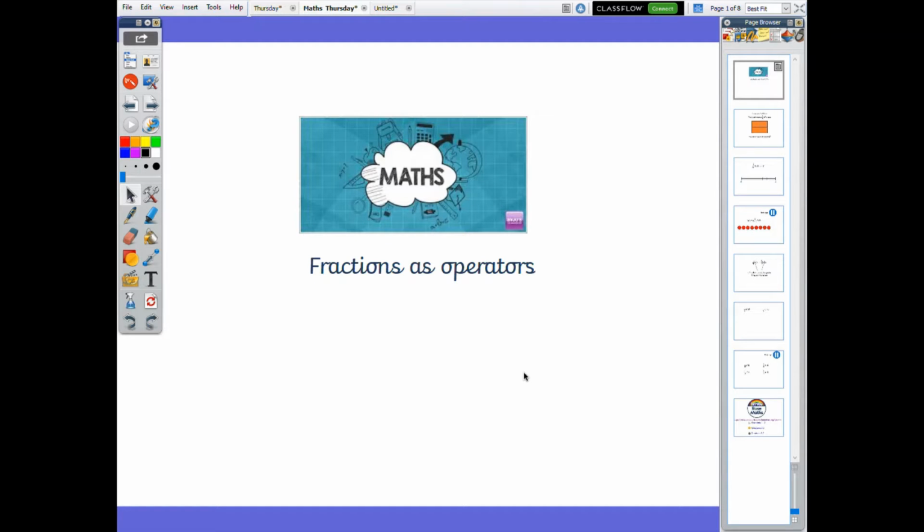Good morning, Year 5. Today we are going to be looking at fractions as operators. And by that we mean they are going to tell us how to complete a calculation. And we will talk a bit about that in a minute when we get to it.